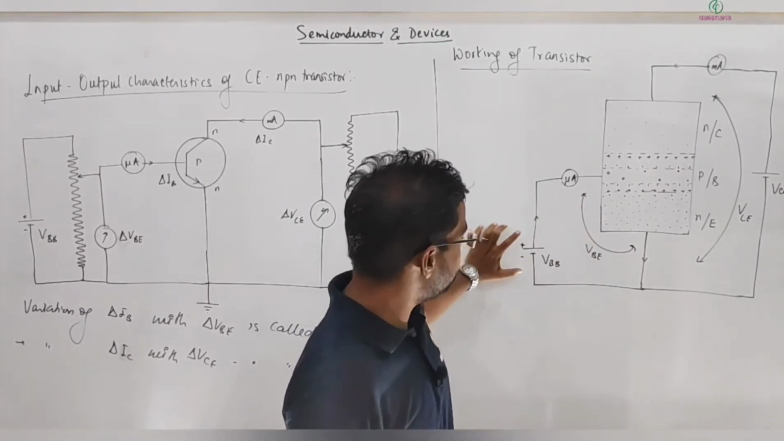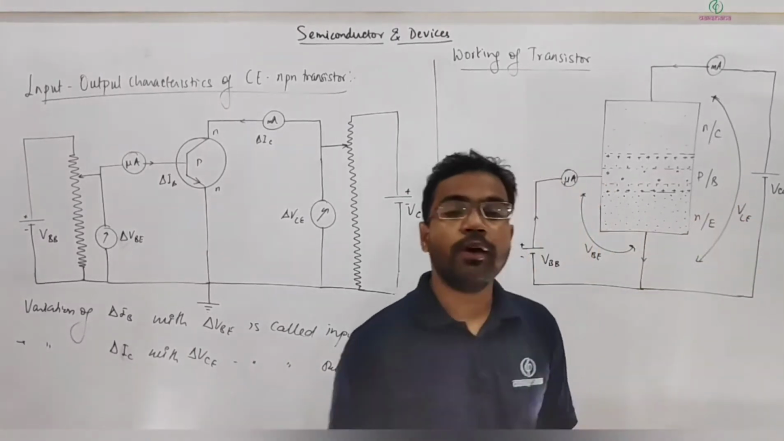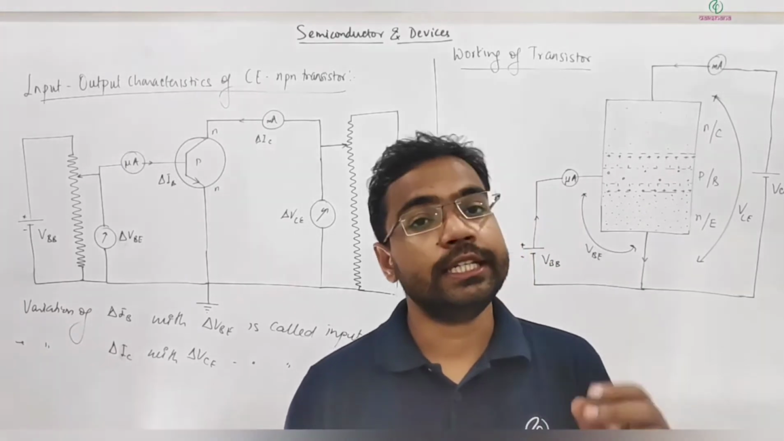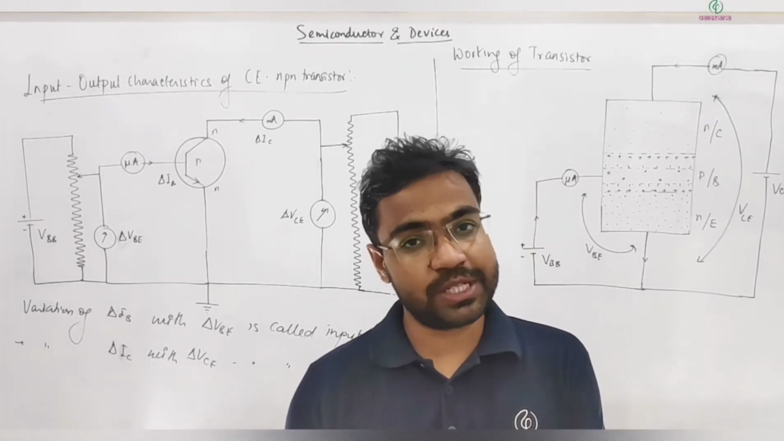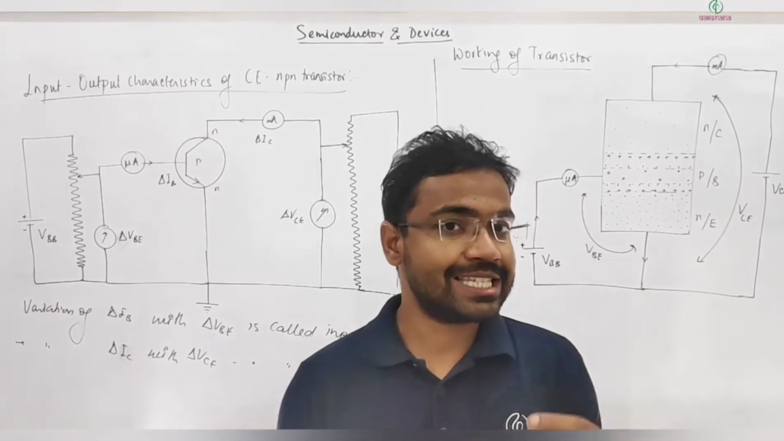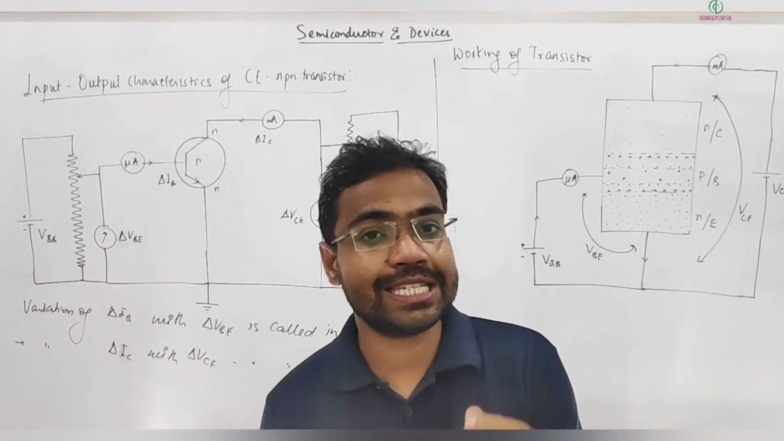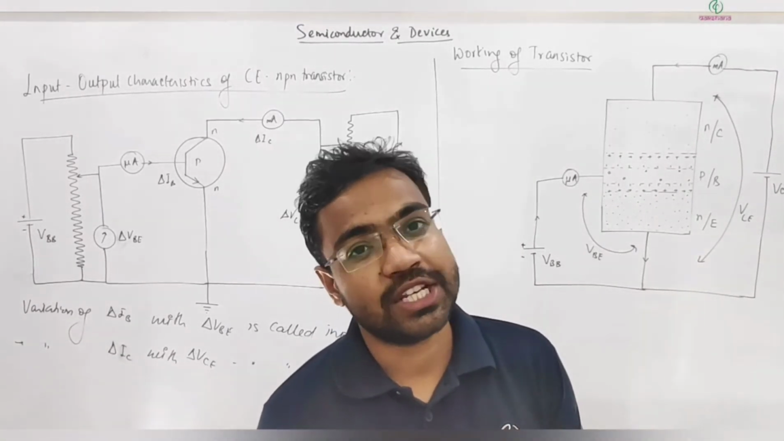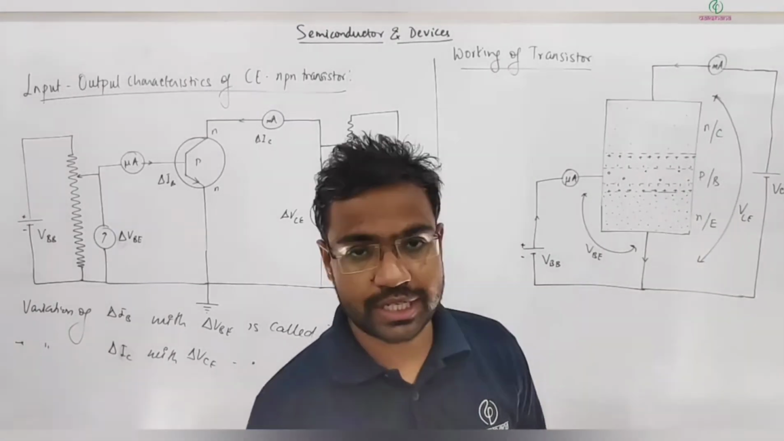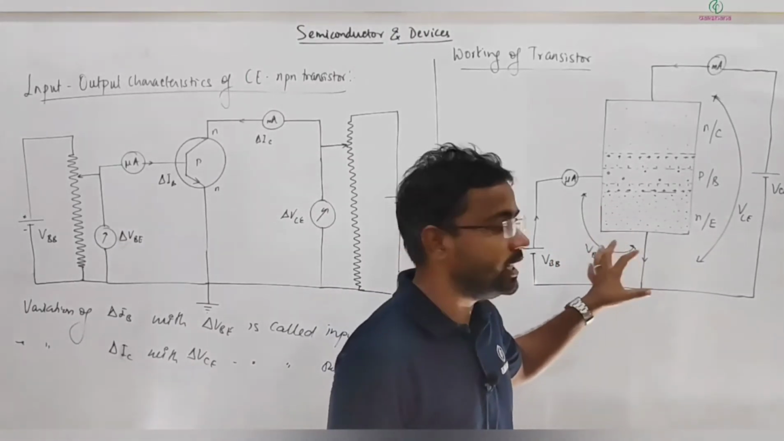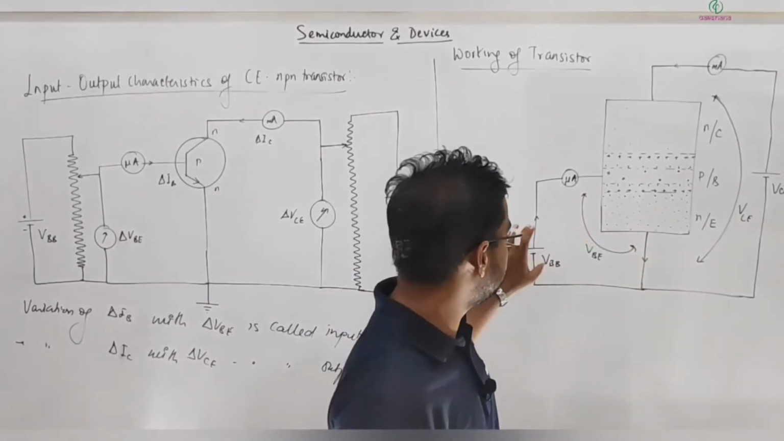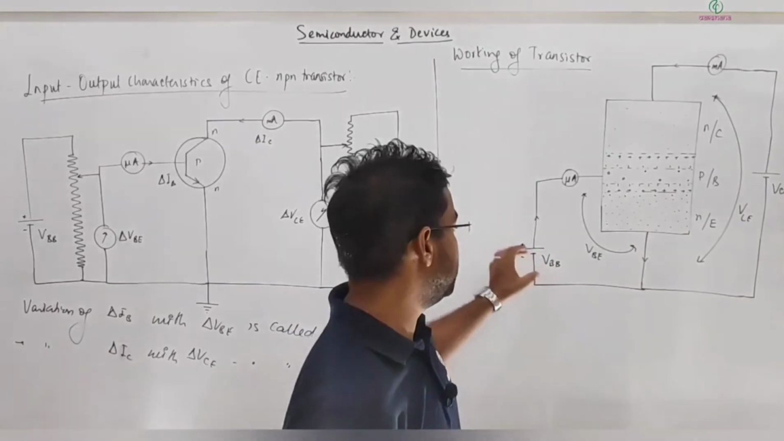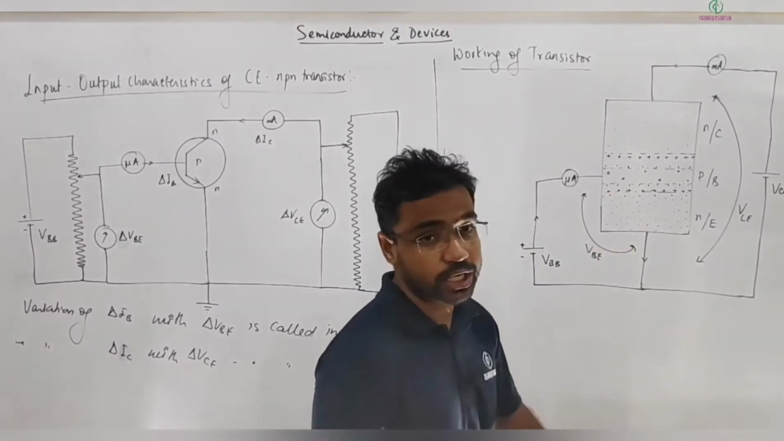Based on these two voltages, whether the emitter-base and collector-base junctions are forward biased or reverse biased, the transistor actually works in three states: active state, saturation state, and cutoff state. I will tell you the exact meaning, and in which state which junction will be forward biased or reverse biased, and what the condition of each battery or junction will be. So let me just tell you.